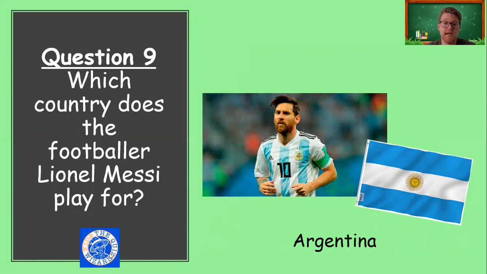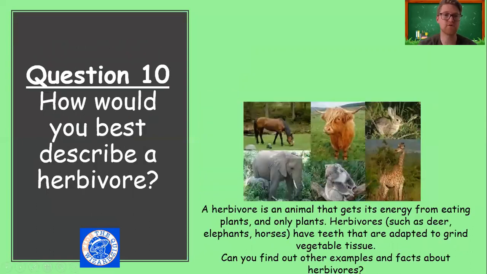And question 10. How would you best describe a herbivore? So a herbivore is an animal that gets its energy from eating plants and only plants. So herbivores such as deer, elephants and horses have teeth that are adapted to grind vegetable tissue. So there's a few examples in this picture, but could you go and find out some other examples and some facts about different herbivores?